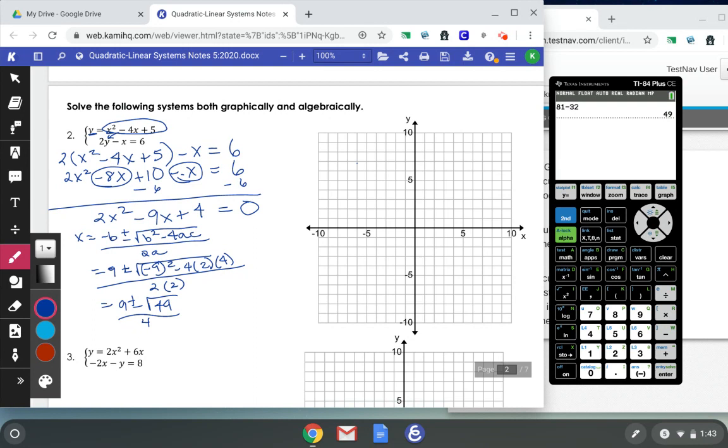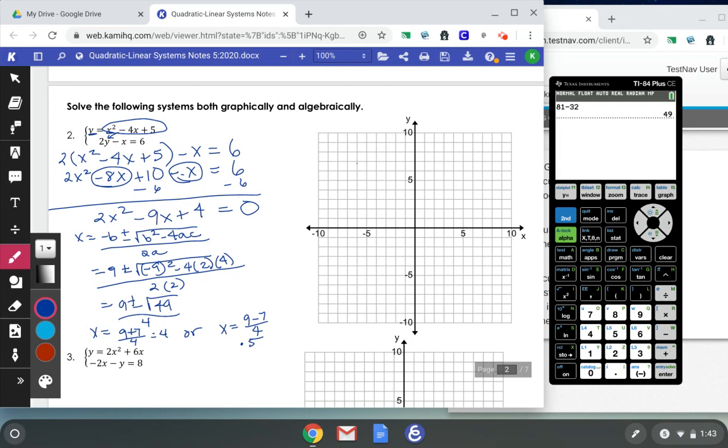So I have two possible answers. I have x equals 9 plus 7 divided by 4. So that's 16. 16 divided by 4 is 4. Or x equals 9 minus 7 over 4. So 9 minus 7 is 2. 2 divided by 4 is 0.5. All right, so now that I have my two values for x, what I'm going to do is plug them into one of the equations to find the y.